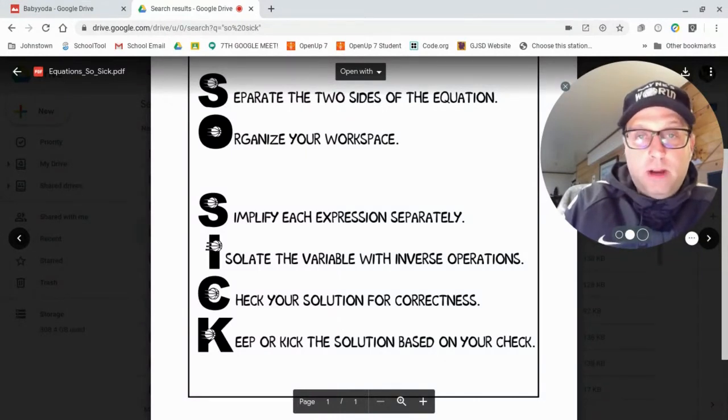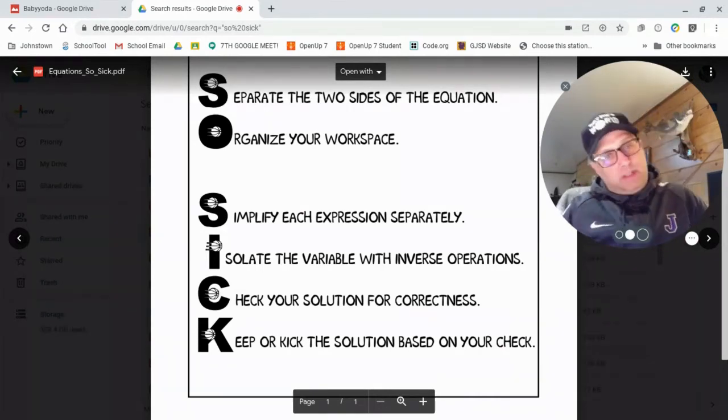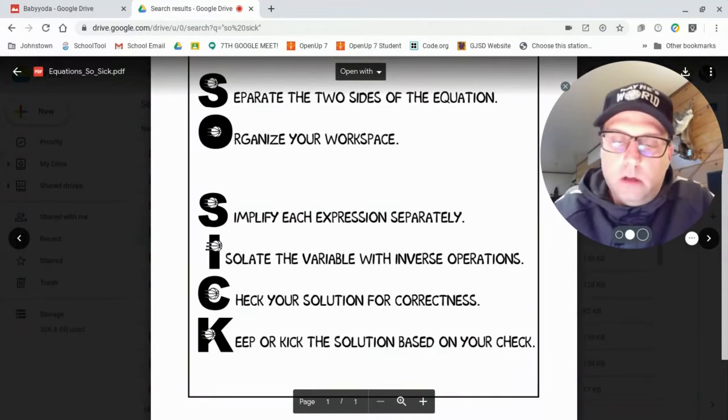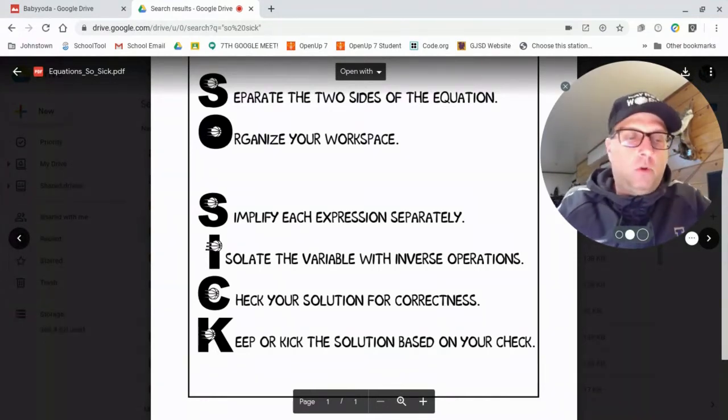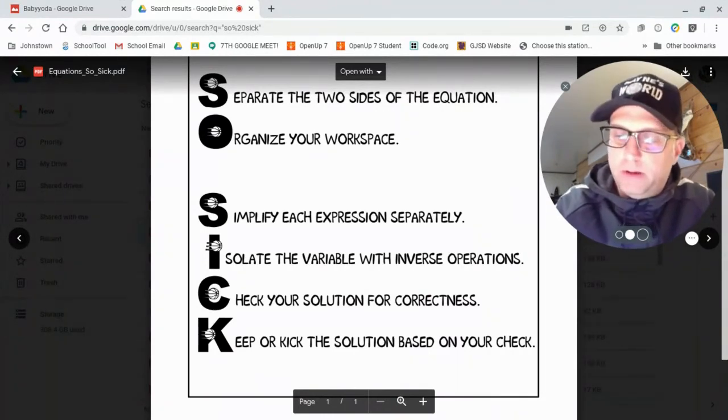Check for correctness. And then the K is basically asking, did your check work out? Did it show that the solution works? If it didn't, you're going to kick it. If it checked, hopefully you're going to keep it. So the K is to keep or kick your solution. So solving equations is so sick. Either that, or solving these equations is going to make you so sick by the time you're done with them, but that works too.